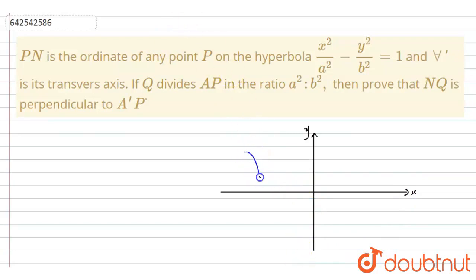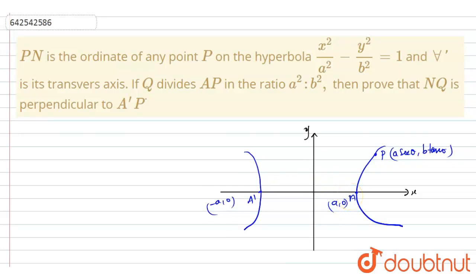Now I am going to draw the curve here. This is one curve and this is another curve. There is a point somewhere on the curve, I am going to take this as P. The point P is (a secant theta, b tan theta). This point is A dash, with coordinates (minus a, 0), and this point is A, with coordinates (a, 0).